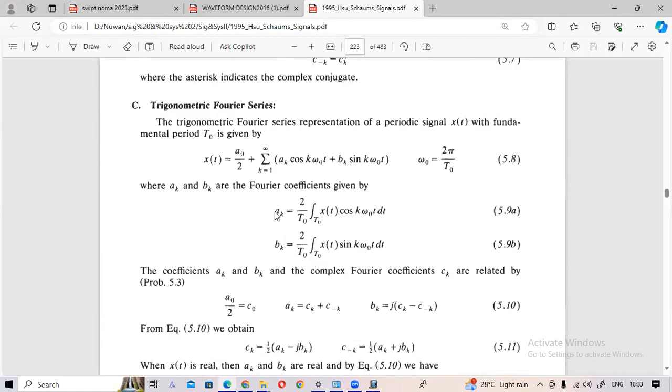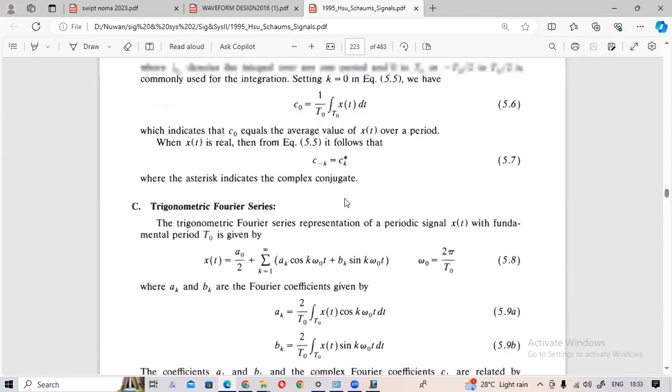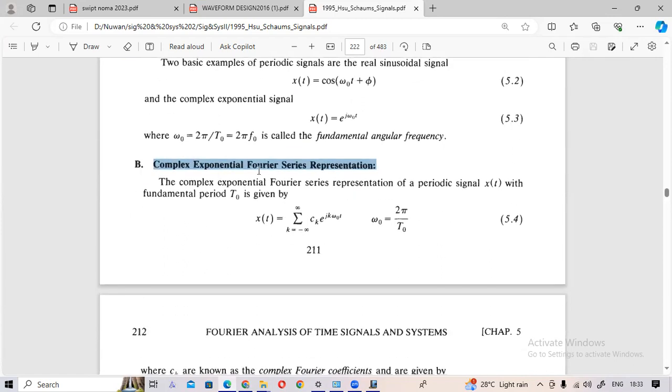And this is the trigonometric Fourier series representation. Any signal can be represented as a sum of cosine and sinusoidal terms, and there is another term that is actually the DC component. Because there is no frequency, it is just a value, maybe 2 volt, 3 volt like this. And here also you can evaluate this AK and BK using this identity. This is the trigonometric Fourier series representation, but we are mainly focusing on this one.